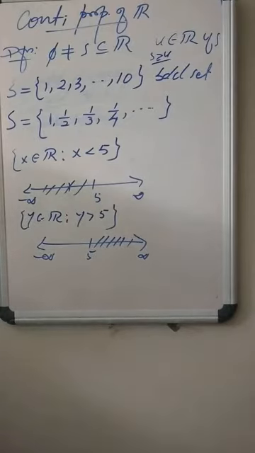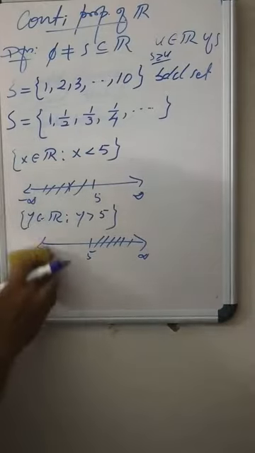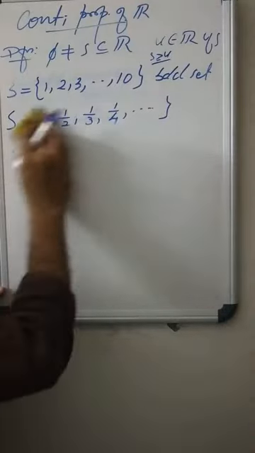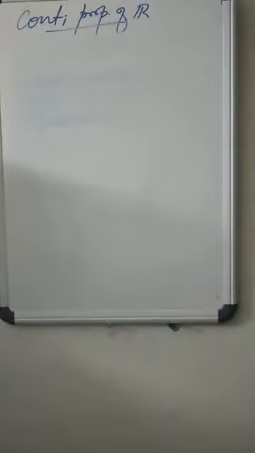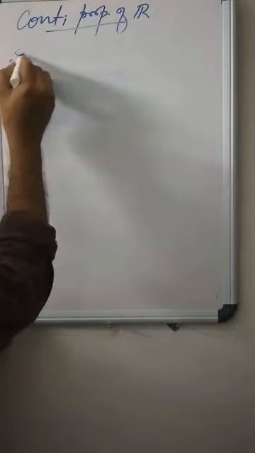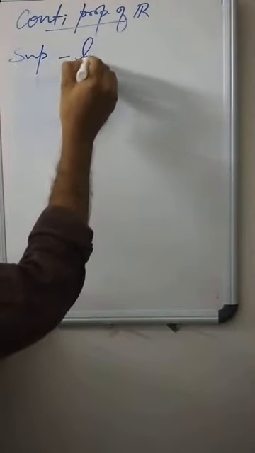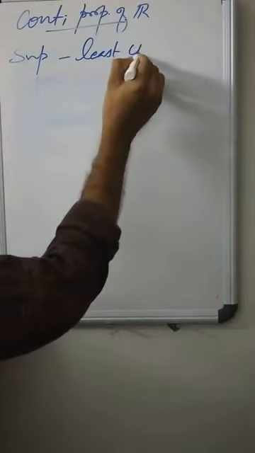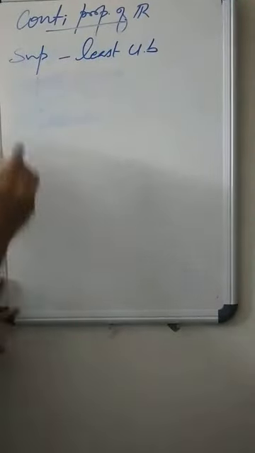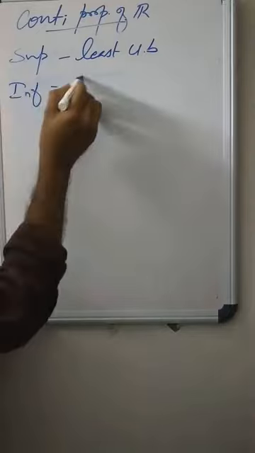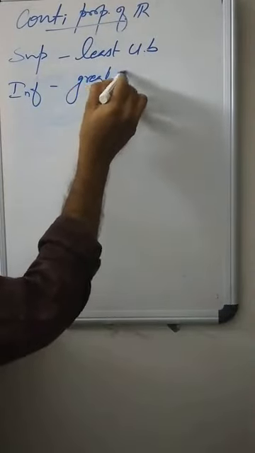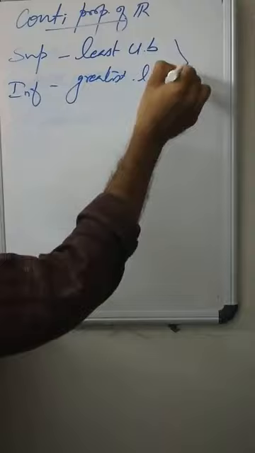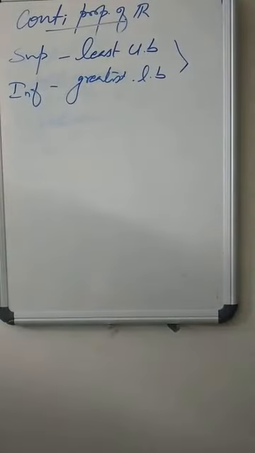Now we define new terms: supremum and infimum. What is the supremum and infimum of a set? The new term is supremum, or least upper bound, and infimum means greatest lower bound. Supremum, least upper bound, and infimum, greatest lower bound.